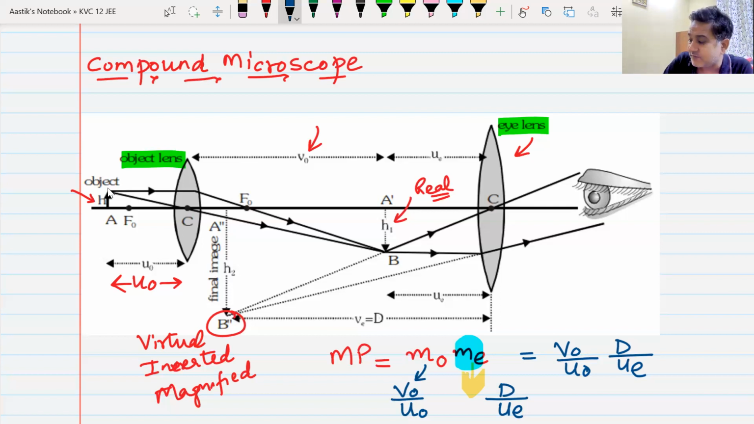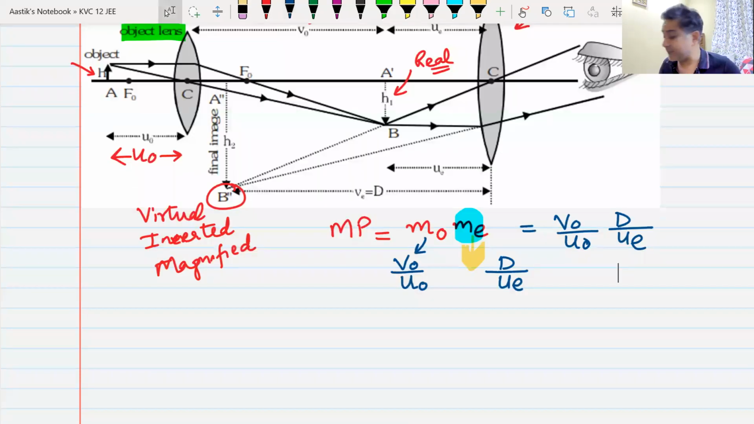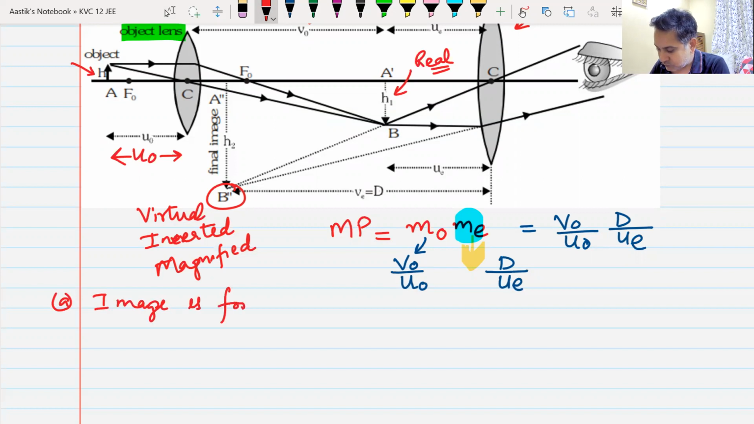What are the two cases that we have to do? Far point and near point. So the first case is image is formed at infinity.